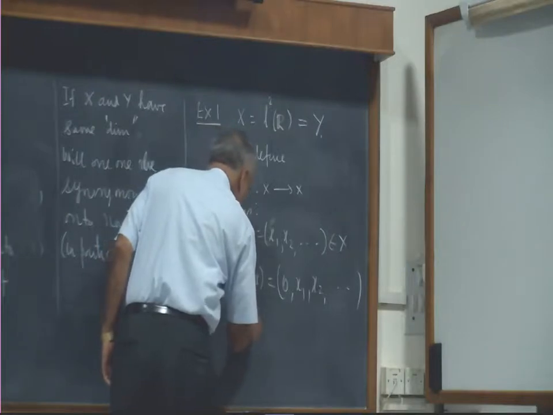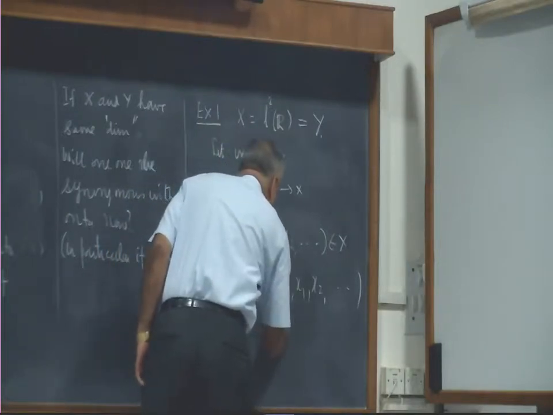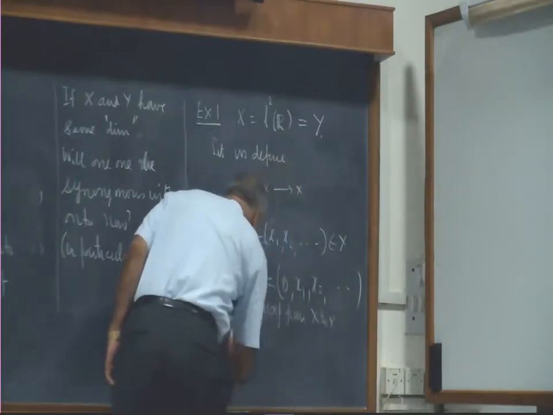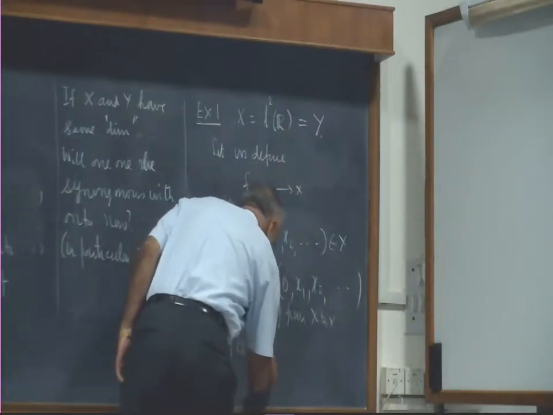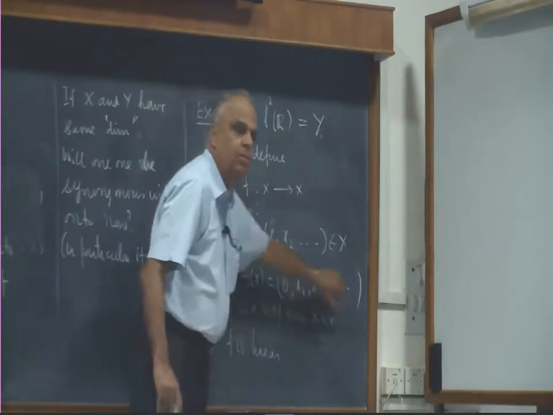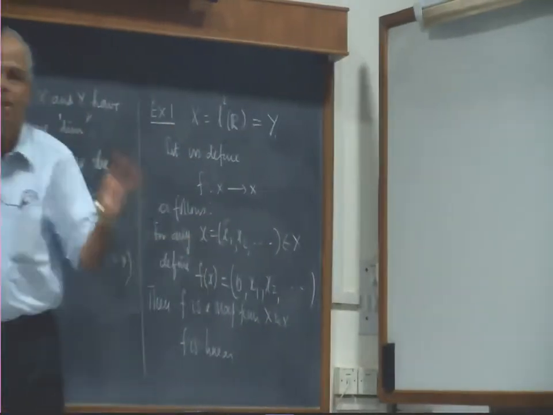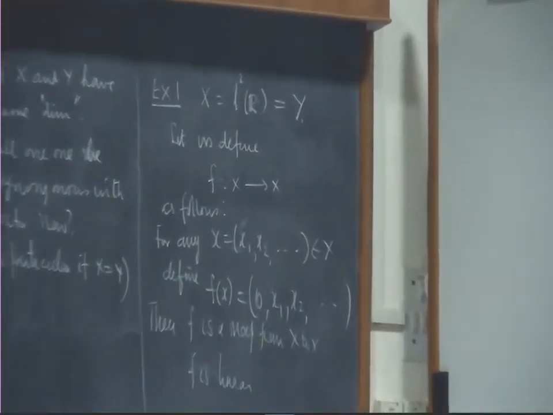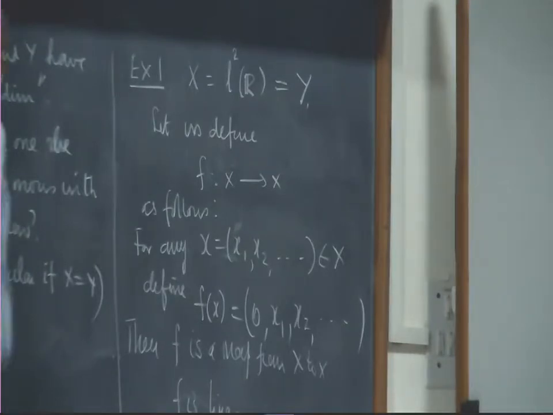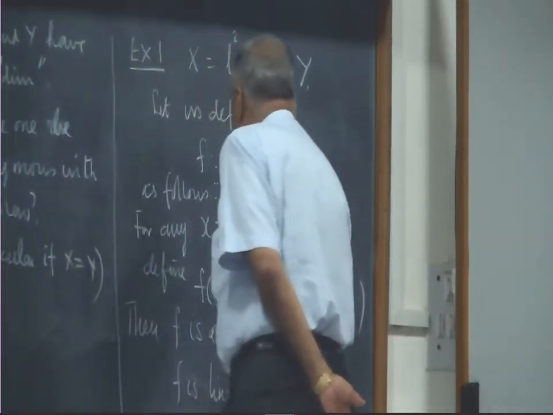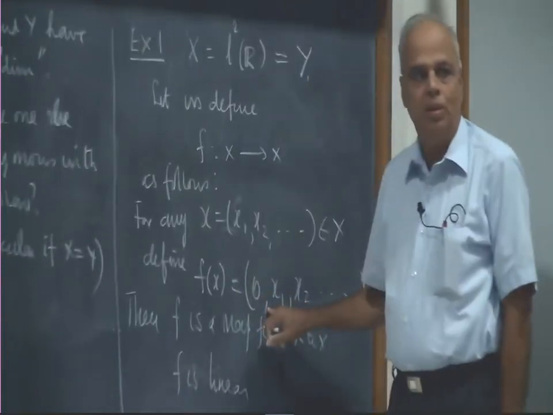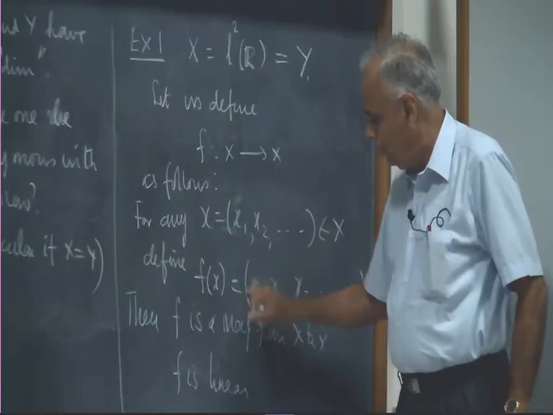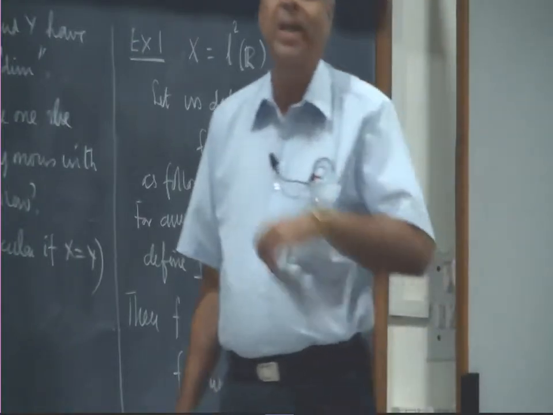So f is a map from X to X clearly, and it is also linear because the sums will go to the corresponding sums here and any constant multiple will correspondingly shift to the constant multiple. So, it is obviously a linear transformation. Clearly it is not onto, because if I want the first component non-zero, I can never get it.